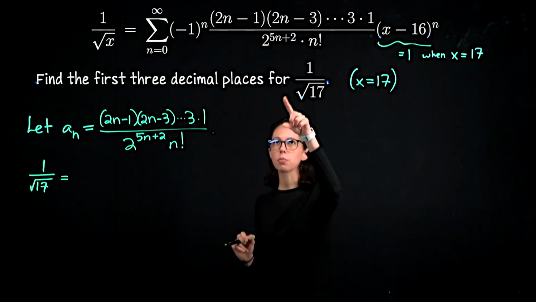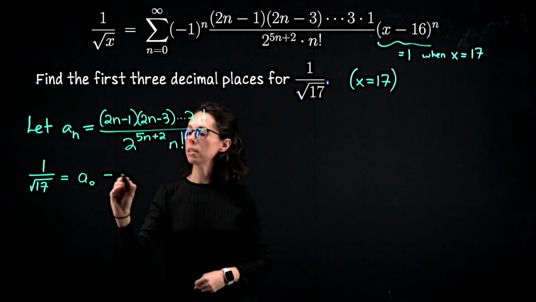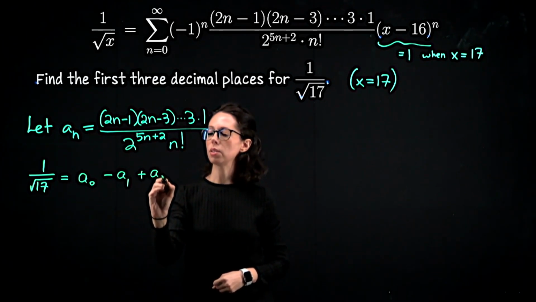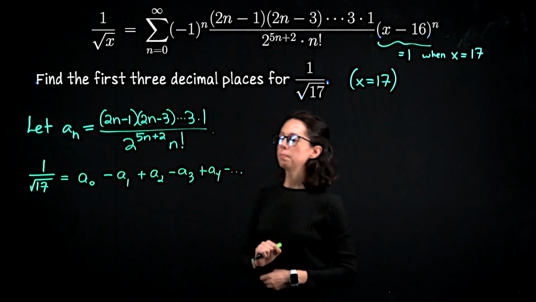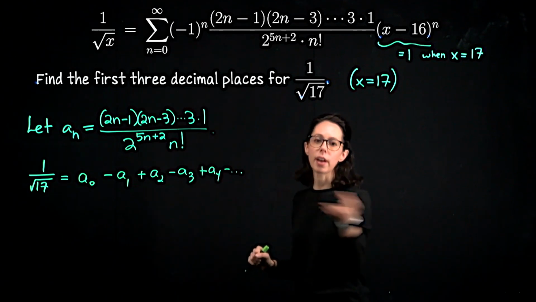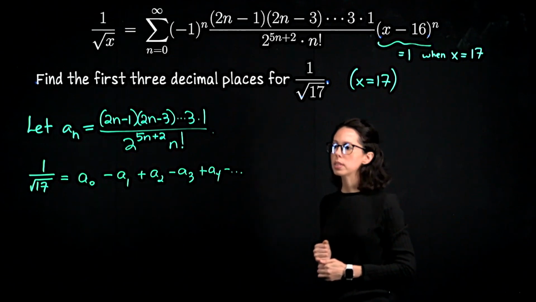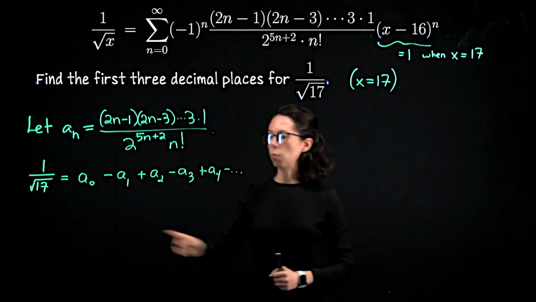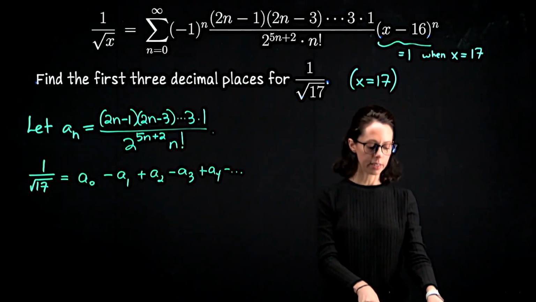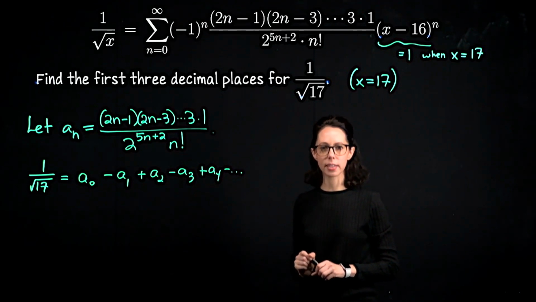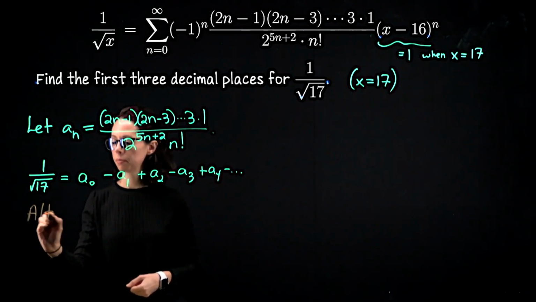The first term is negative 1 to the 0 times a sub 0. So that's a sub 0 minus a1 plus a2 minus a3 plus a4, etc. If I could do this forever, we would have equality, but that's not what we want to do. Instead, we want to use these terms to estimate 1 over the square root of 17. In order to guarantee that our first 3 decimals are going to be correct, we'll use the alternating series remainder theorem.